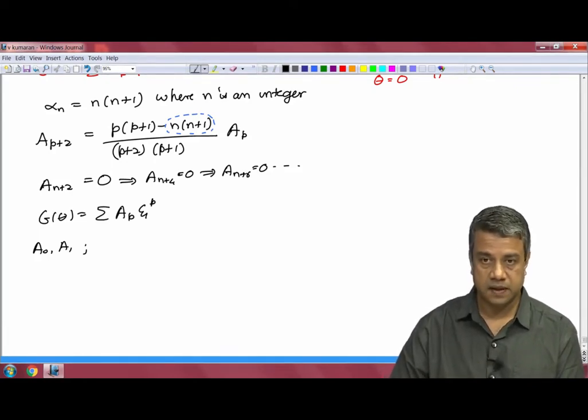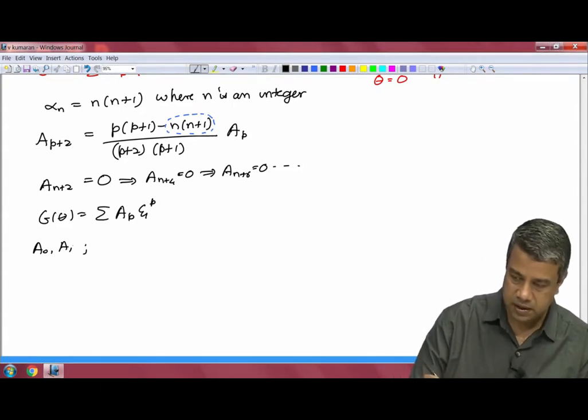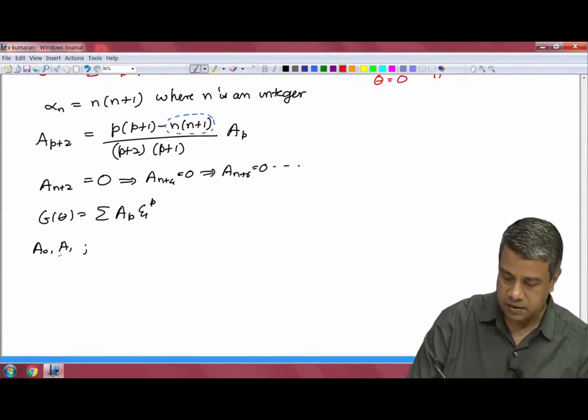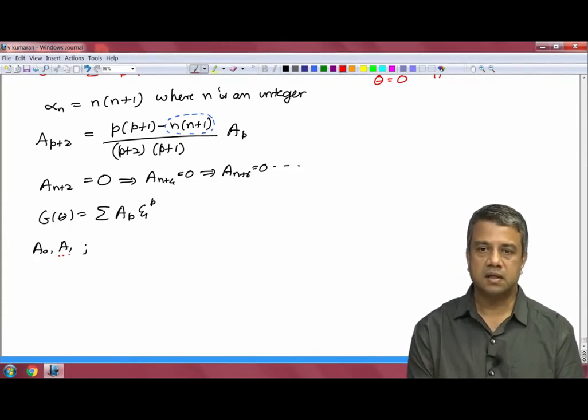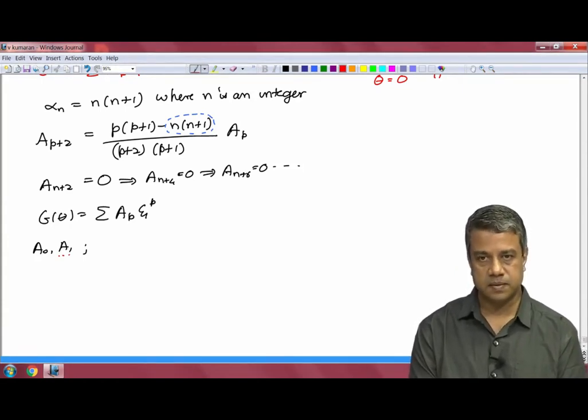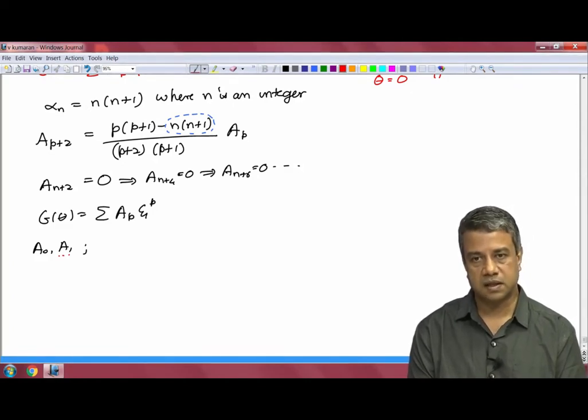If n is finite, I can get a finite result if n is even, for example. If n is even, then I can set a1 equal to 0, in which case all odd coefficients are equal to 0, and the series of even powers of psi gets truncated at n, and you get a finite result.